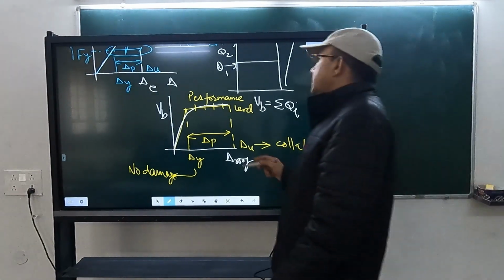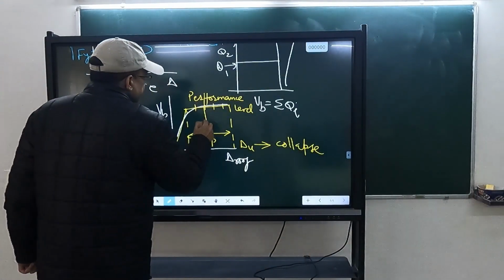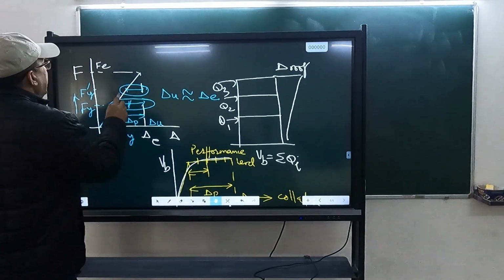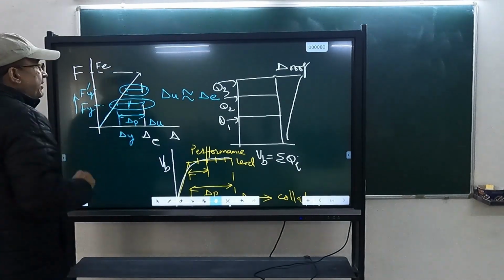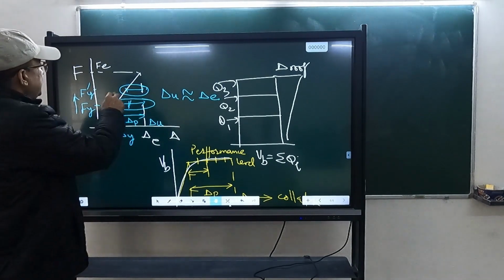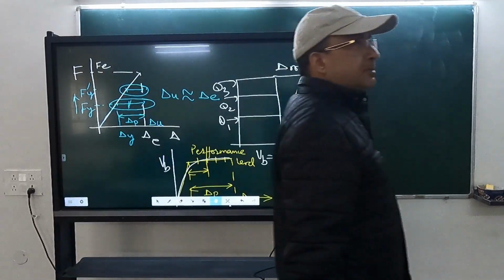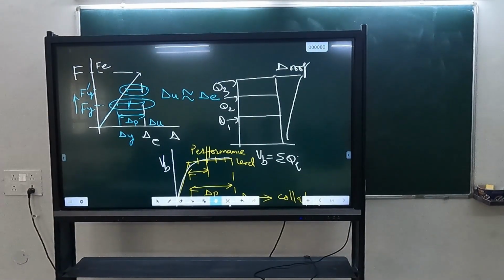So you can decide how much you want to permit. Let us say I decide I want to permit only this much. So then, I have to decide this level Fy dash in such a way that this is equal to the displacement in elastic displacement I have decided.